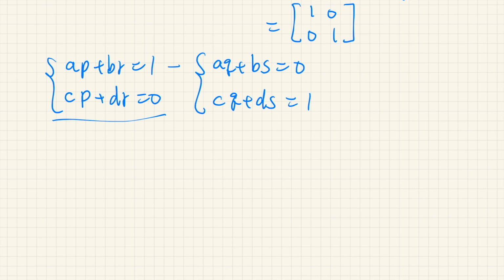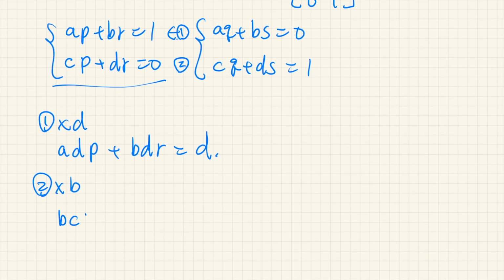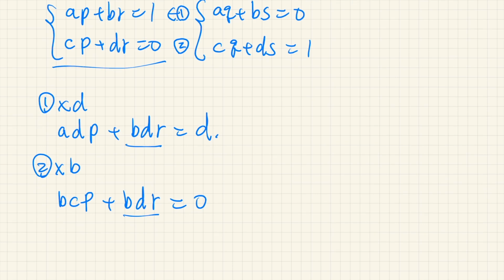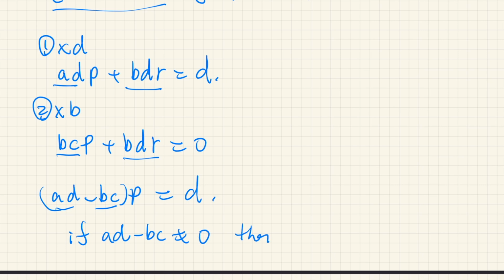So first, let's multiply the first one by D. Let's name them 1 and 2. So 1 times D, we have ADP plus BDR equals D. And 2 times B, we have BCP plus BDR equals 0. So we have the same term here. Subtracting both sides, we have (AD minus BC)P, which is equal to D. So if AD minus BC is not equal to 0, then P is equal to D over AD minus BC.